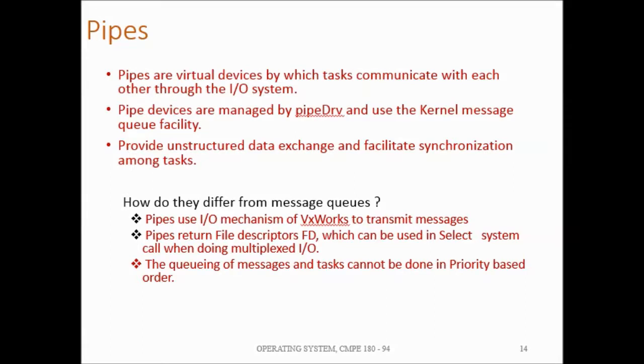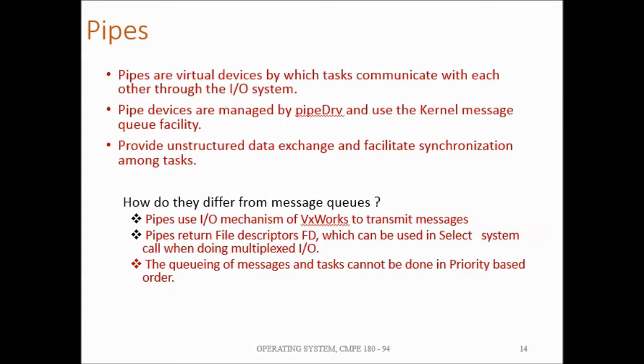So let's have a look at the basic differences between pipes and message queues. Pipes use the I/O mechanism of VxWorks to transmit messages. Pipes return a file descriptor which can be used in the select system call when doing multiplexed I/O. The queuing of messages and tasks cannot be done in priority based order. So let's move on to our next concept, which is the interrupt service routine.